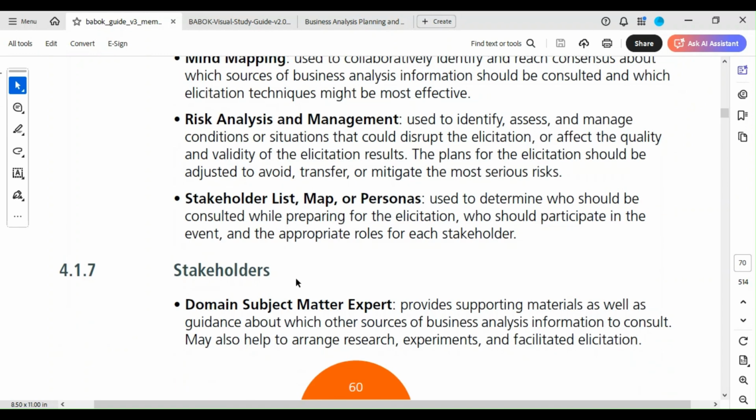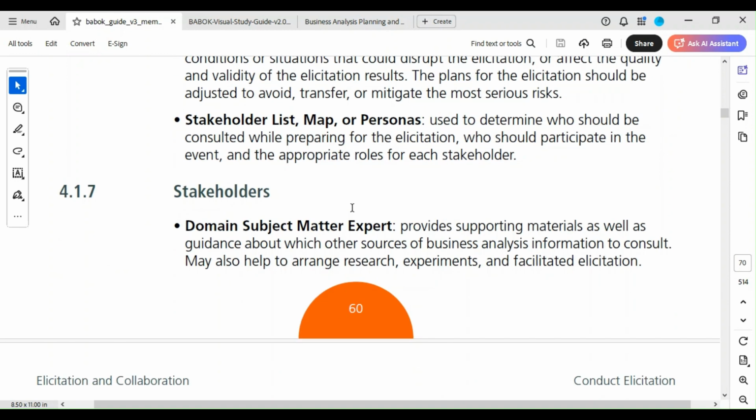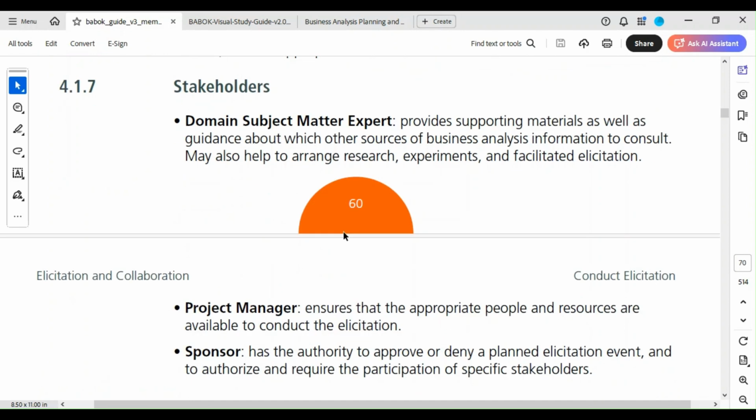Risk analysis and management, very important, is used to identify, assess, and manage conditions or situations that would disrupt the elicitation or affect the quality and validity of elicitation results. The plans for the elicitation should be adjusted to avoid, transfer, or mitigate the most serious risks. Stakeholder lists, maps, or personas are used to determine who should be consulted while preparing for elicitation, who should participate in the event, and the appropriate roles for each stakeholder.